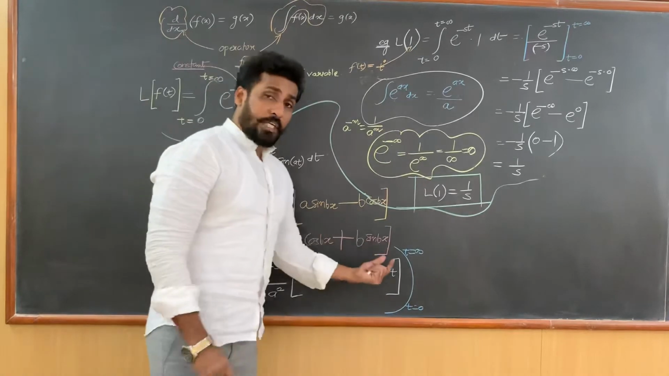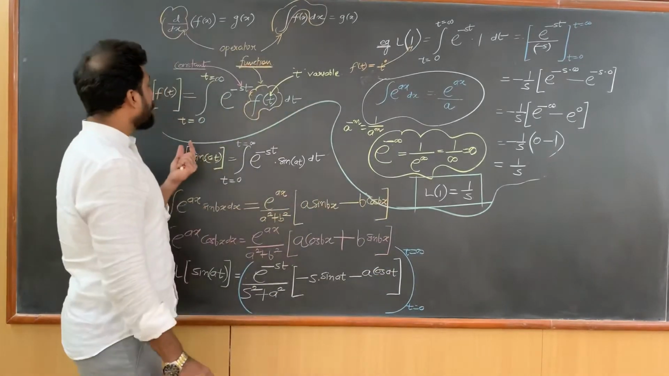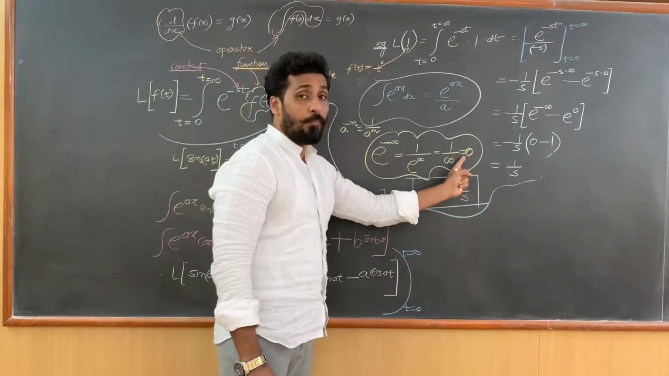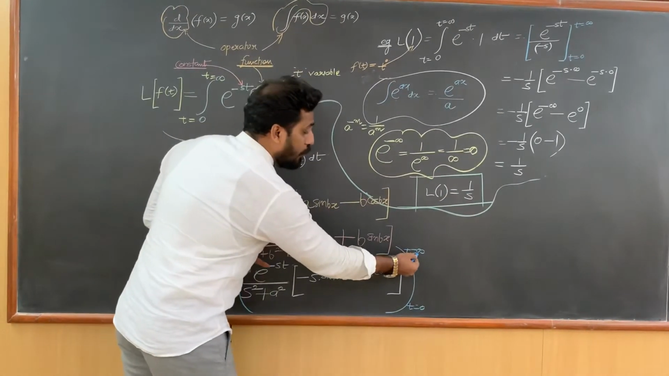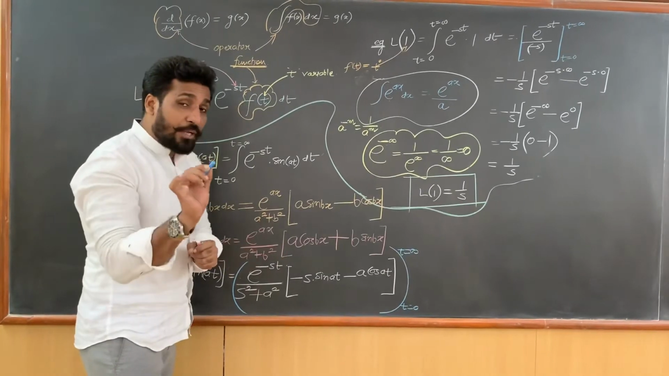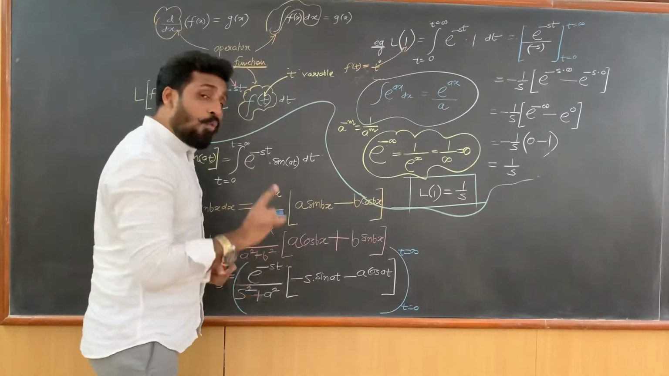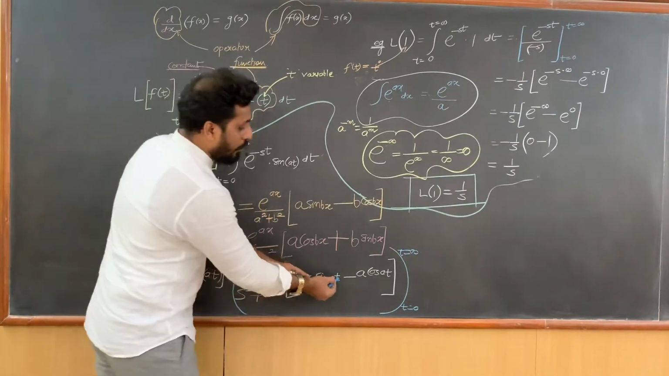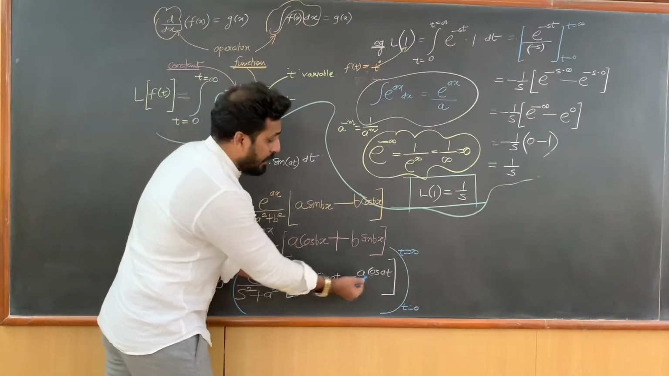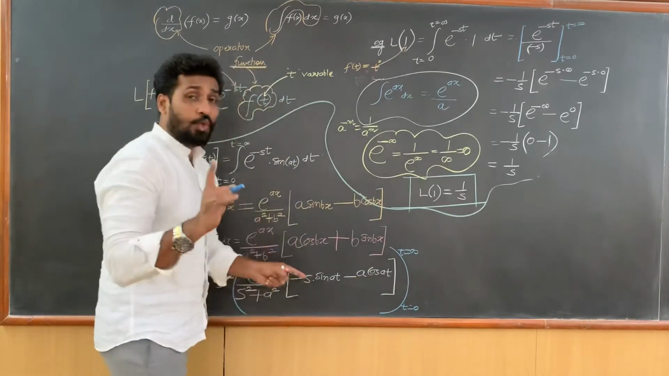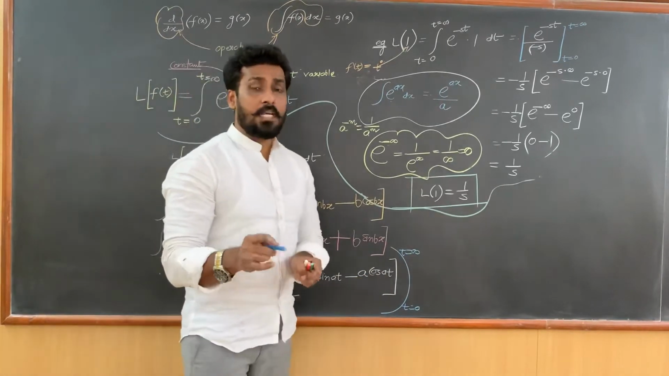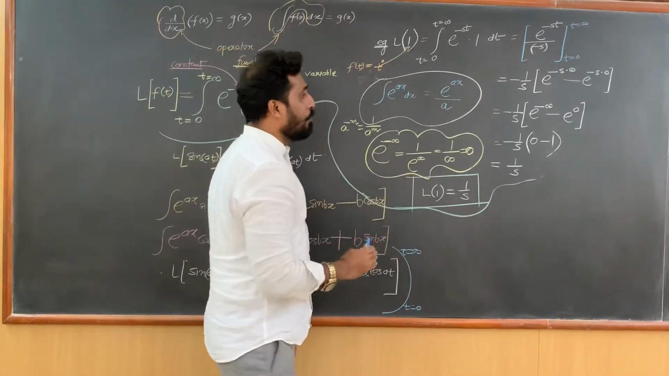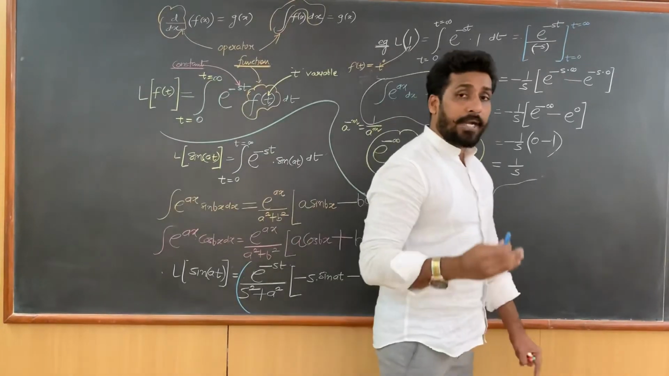Now, as I've already told you, e raised to minus infinity was 0. Upper limit is infinity. So I'm going to place infinity in place of every t. Wherever you find a t, start substituting the value infinity. So sine infinity, cos infinity. You should be recalling from your trigonometry that sine infinity and cos infinity are finite numbers lying between minus 1 and plus 1.